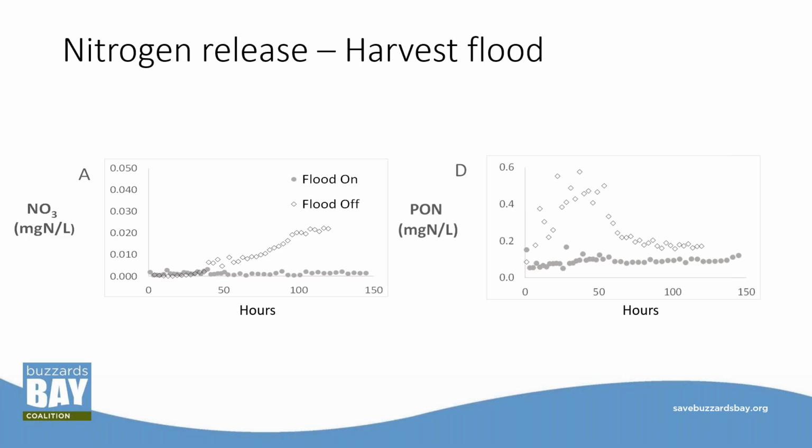So now to look at the concentration data that we paired with the flow data. I'm actually going to start with the image on the right. This is particulate organic nitrogen in milligrams per liter on the y-axis, and hours on the x-axis. The gray dots are water that is coming into a harvest flood, the supply of water, and the open diamonds are the water coming off of the flood. And this is time from the start of the flood.